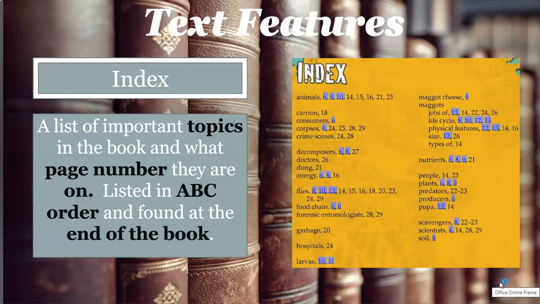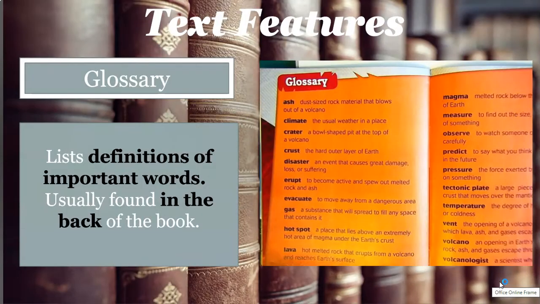Okay? Very important to understand what an index is because it is very closely related to our next text feature, which is the glossary. The glossary is a list of definitions of important words, usually found in the back of the book. This is a little bit different than the index, and the index is just going to tell you what page number that important topics are found on. The glossary is going to tell you what some of those important words mean. It's kind of like a dictionary for the book. As you can see in this example, we got all kinds of different definitions.